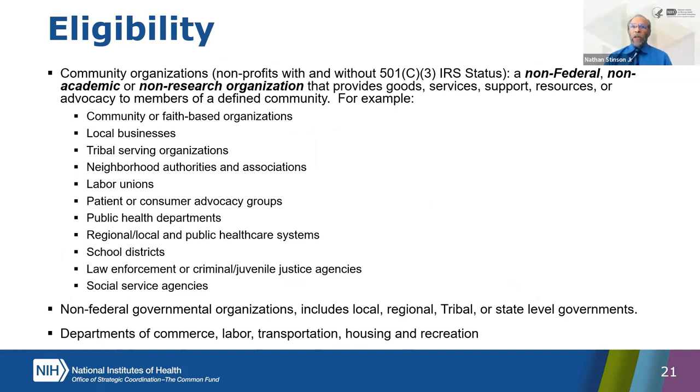I want to mention several aspects of eligibility criteria. Applicants for the program must be community organizations defined as non-federal, non-academic, or non-research organizations that provide good services, support, resources, or advocacy to members of the community. We have provided a listing of those type of organizations, but I want just to mention a few, such as community or faith-based organizations, tribal organizations, neighborhood authorities and associations, school districts, social services agencies, and other type of non-federal government organizations as eligible entities. Next slide, please.